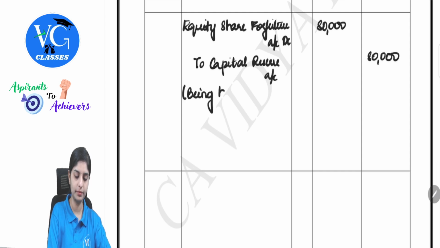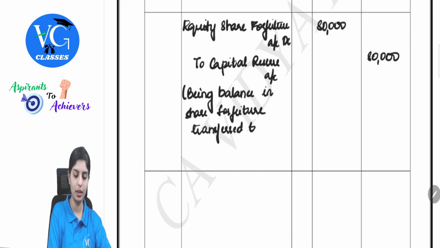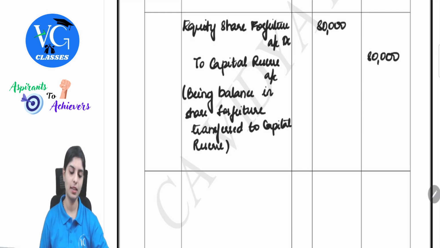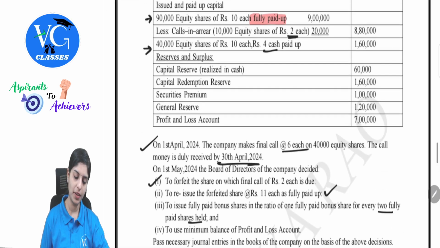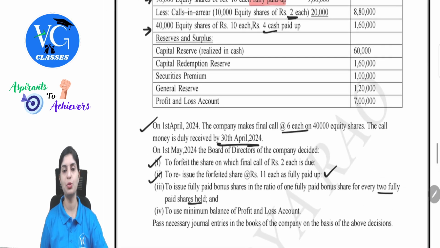Being balance in share forfeiture transferred to capital reserve. Clear with this? Yes. So what did we do now? We pass the forfeiture and reissue entry.